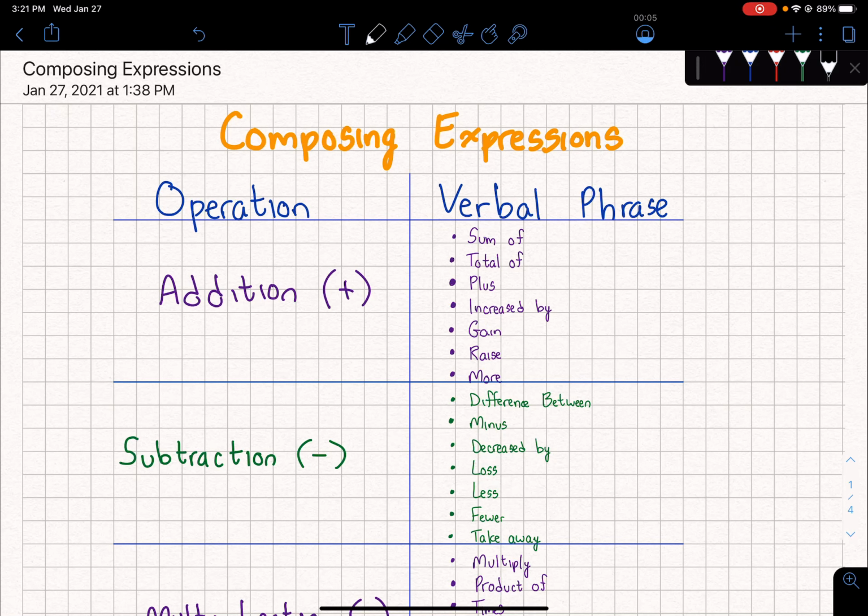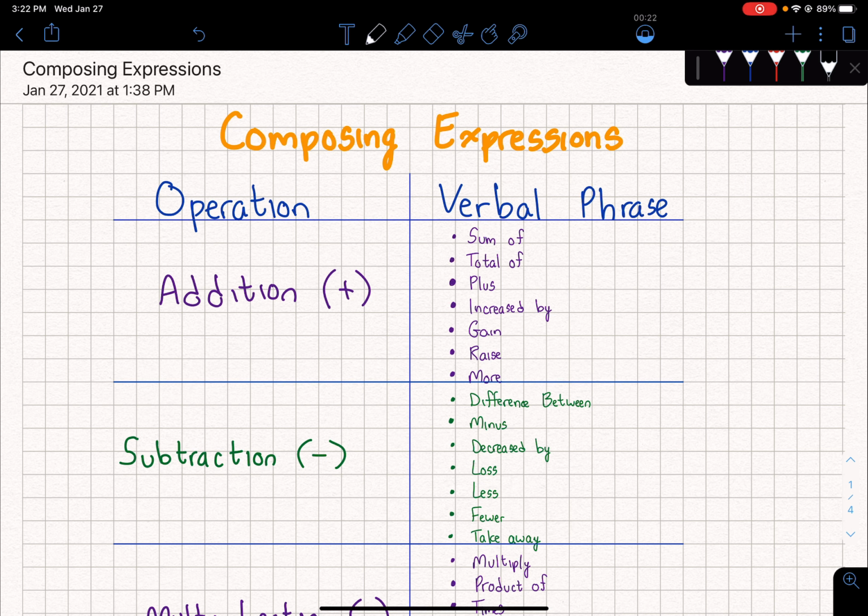Today we are going to be talking about composing expressions. Composing expressions essentially means that we are given a real world scenario and we need to map it mathematically using mathematical language and syntax.